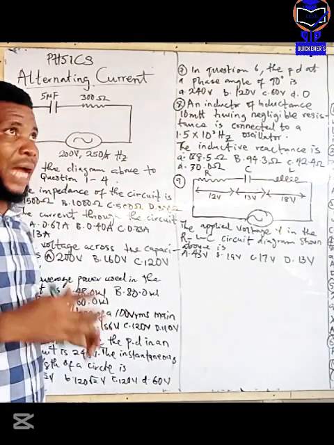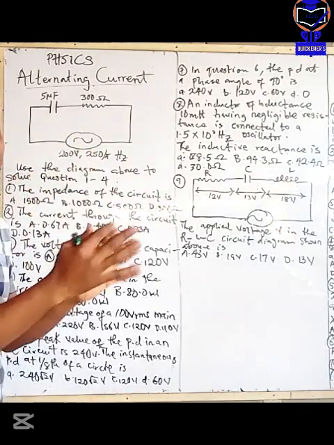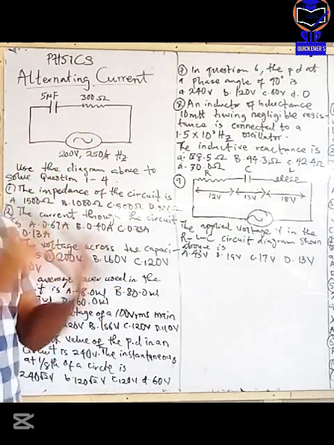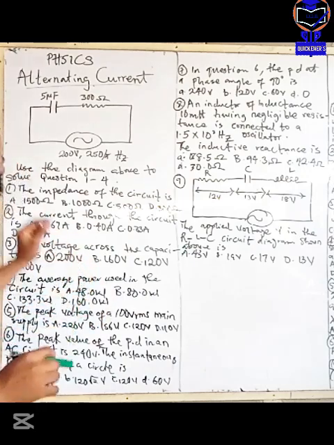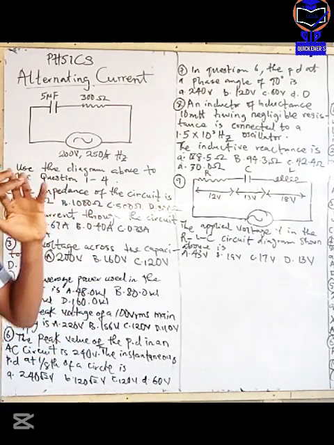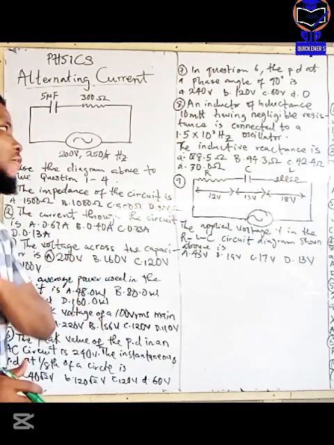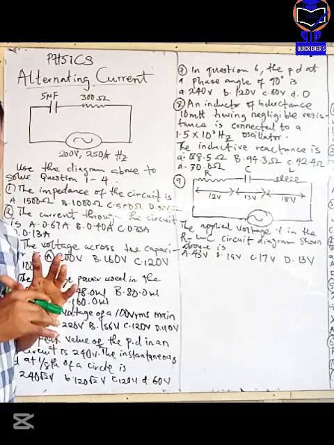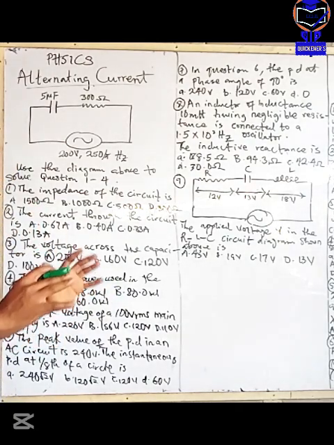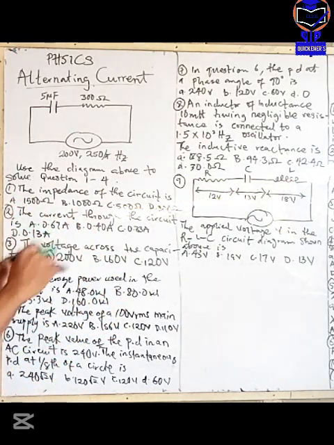Why is this one called resistance? When you have a combination of capacitor, resistor, and inductor, the total or combined opposition to the flow of current is what we call impedance. I hope you understand that. So impedance is the resistance or opposition to the flow of current offered by a combination of the capacitor, resistor, and inductor in an AC circuit or RLC circuit. I hope you get that.